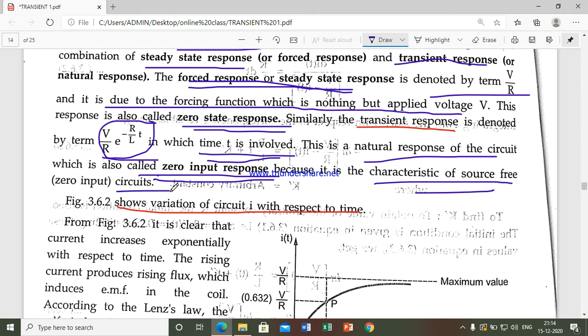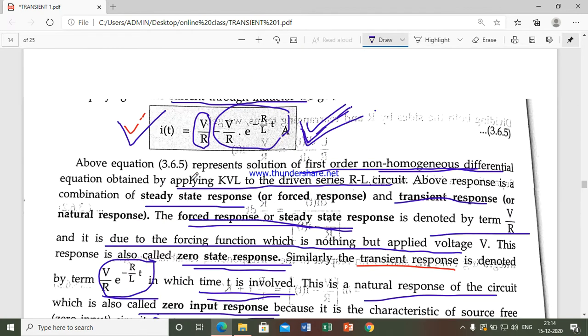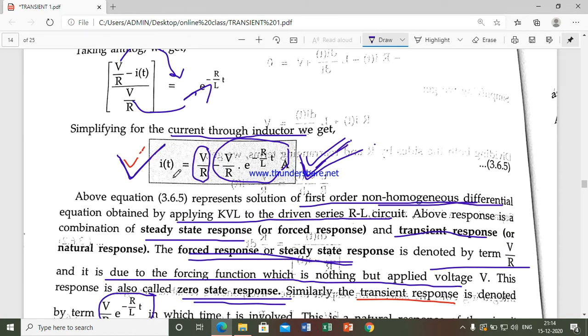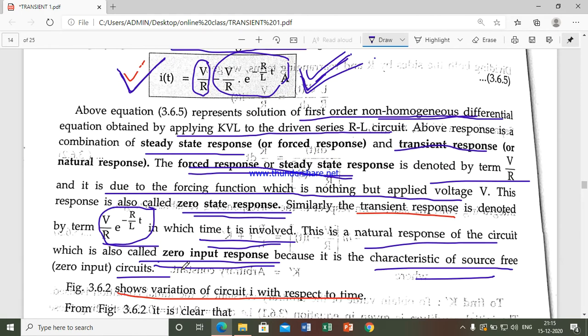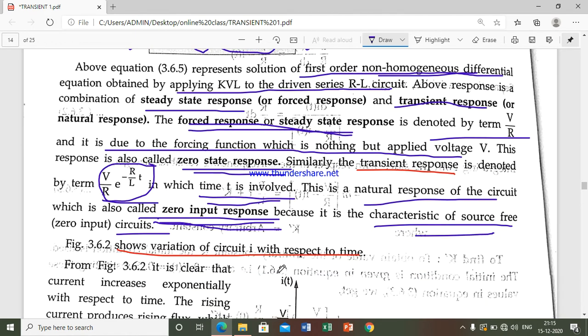When you switch on, in that condition you can say that voltage is not applied to this circuit. So you can call this a zero input response. So from this expression it should be clear that I of t equals V by R minus V by R into e raised to minus R by L into t. The first term represents the steady state. The second one represents the transient response. The transient response decreases with respect to time. The second term is called the zero input response because it is the characteristic of a source free circuit.